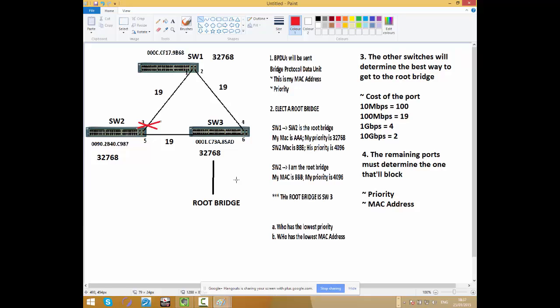In other words, it's not going to be forwarding traffic. It's not as if it's going to shut it down completely. It's just going to put a software block on it to say you're not forwarding traffic. And that way, we've prevented a loop.